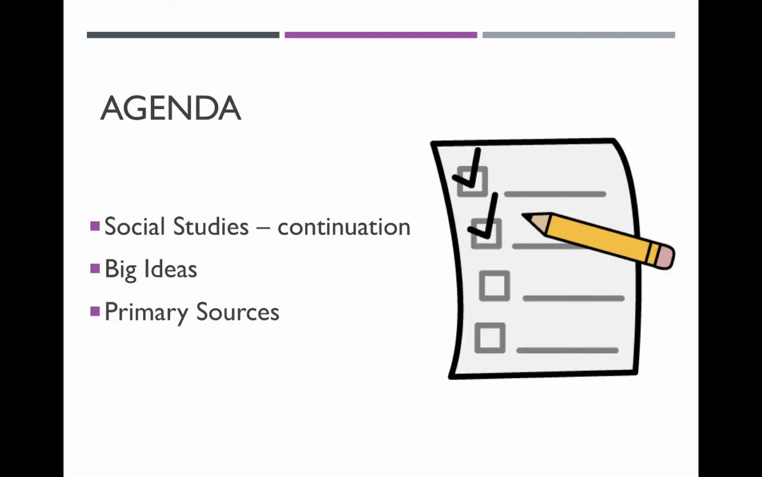And so for this session, we are going to focus on two aspects of evidence based practices for social studies. The first one is going to be focusing on big ideas and how to be able to extract those big ideas from social studies content, and then the second one will focus on primary sources and how primary sources can benefit and enhance social studies curriculum.